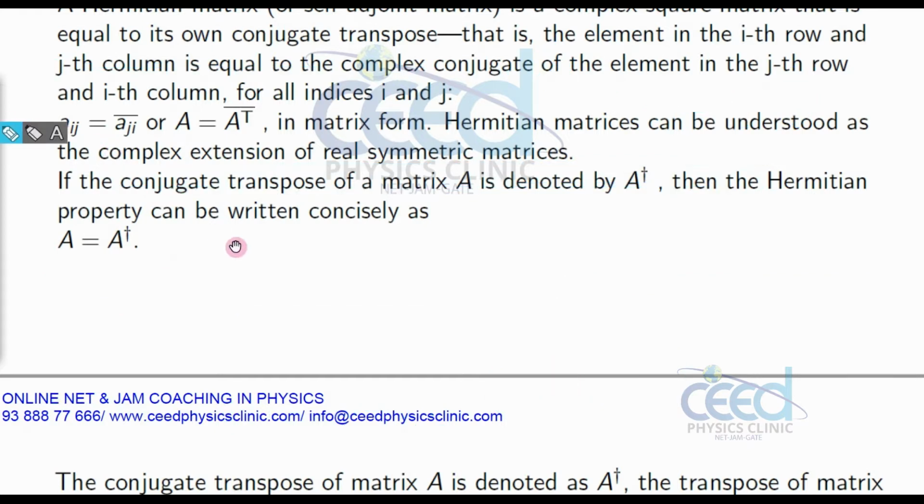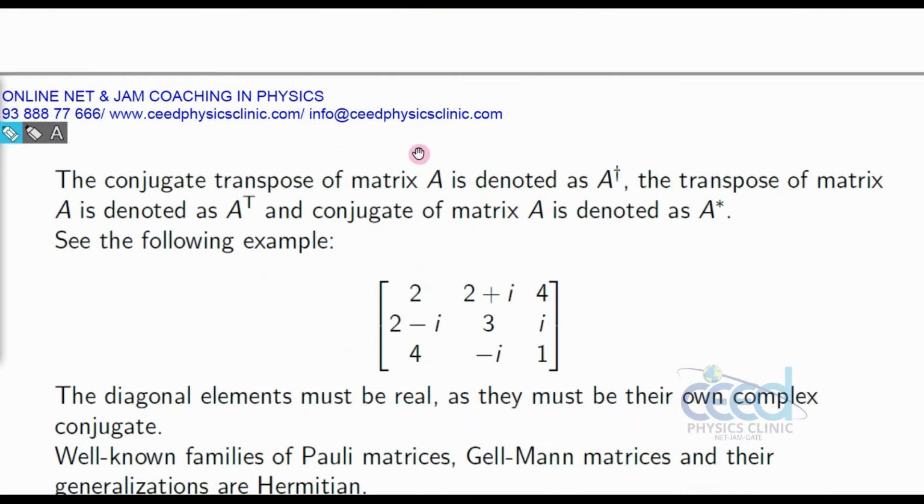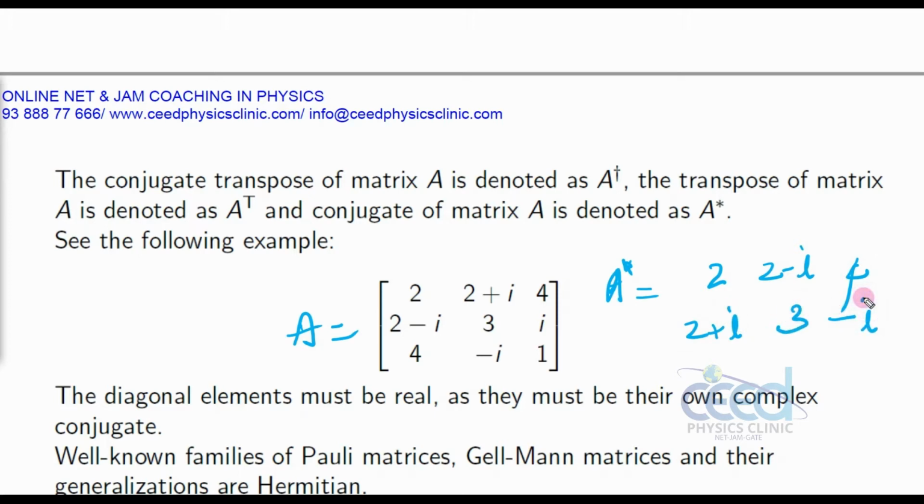Now here you can see a matrix. Suppose we call this A. Suppose we find the transpose of this matrix, that is, we can take the conjugate first. What is the conjugate of this? 2, 2 minus i, 4, 2 plus i, then 3, minus i, right? Then 4i, 1. Okay, this is the conjugate.